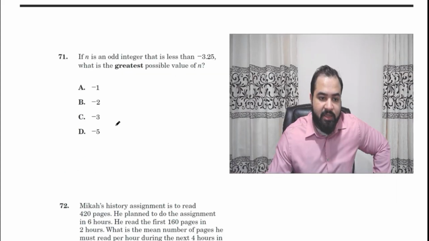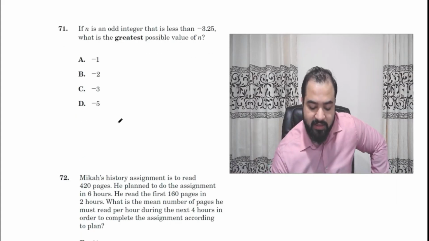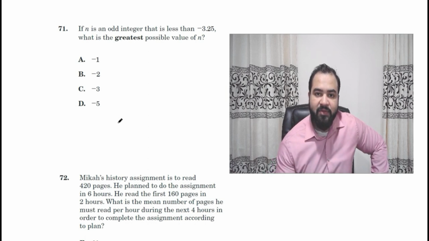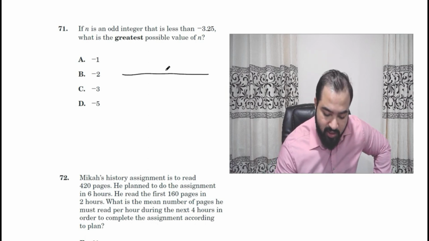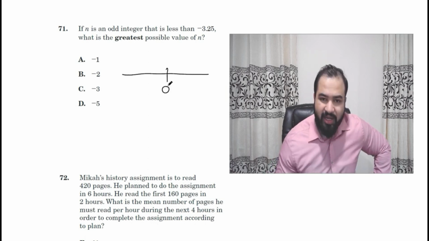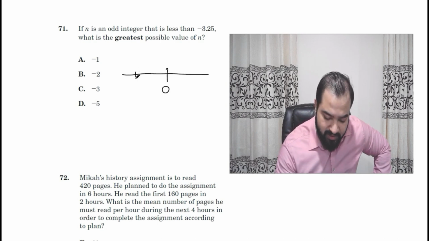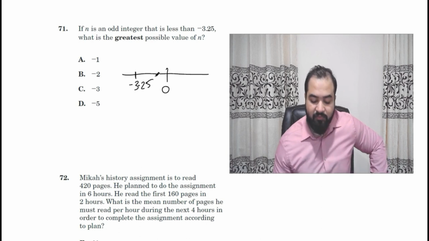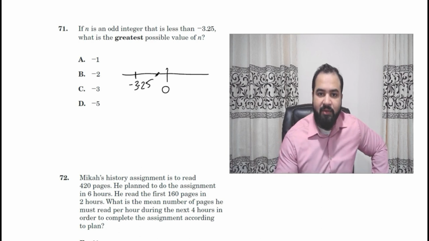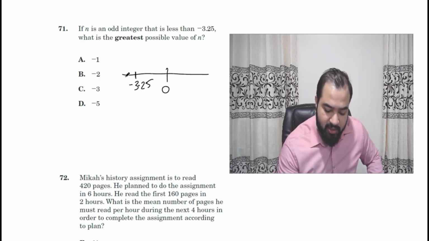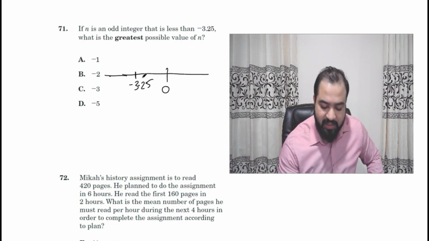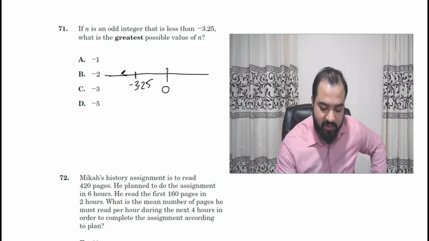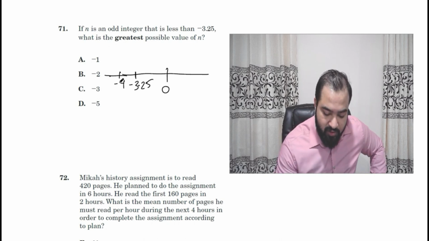All right, the next one is 71. It says if n is an odd integer that is less than negative 3.25. Let's draw a number line. Let's say it's 0. So negative 3.25 will be somewhere on the left side. Let's say here, negative 3.25. Now, if I want to find numbers that are less than negative 3.25, we have to go more towards the left on the number line. So let's extend it a bit more. Towards the left, the first integer will be negative 4, and then negative 5, and so on.